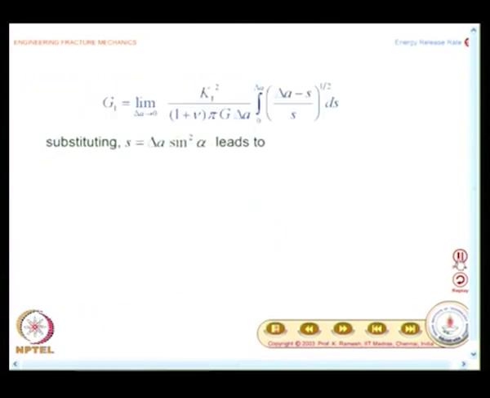So, the expression looks like this. I have G 1 equal to limit delta A tends to 0, k 1 squared divided by 1 plus nu pi into G delta A, integral 0 to delta A minus s divided by s whole power half. I know you have to evaluate this integral, and the usual procedure is substitution of variables. So, I can take this as s equal to delta A sin squared alpha. If I substitute this, it is possible for me to simplify this and evaluate the value of the integration.